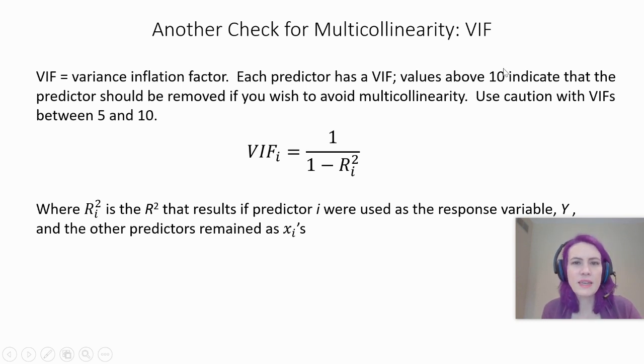Between 5 and 10 is borderline. So still, you might put a little caveat if you did interpret the partial slope. You might do it, but mention that there were some signs that there might be some multicollinearity present.